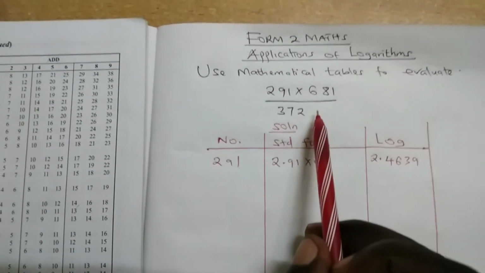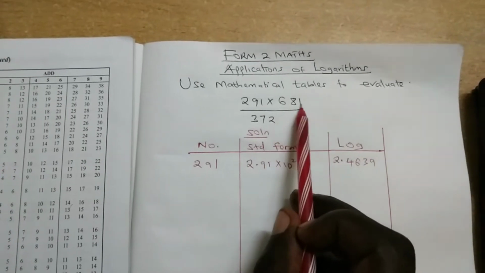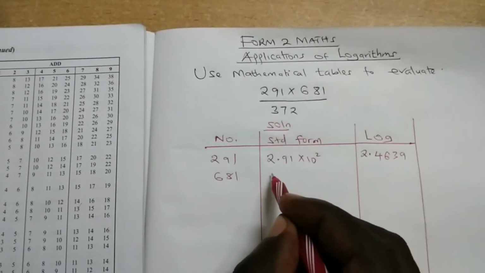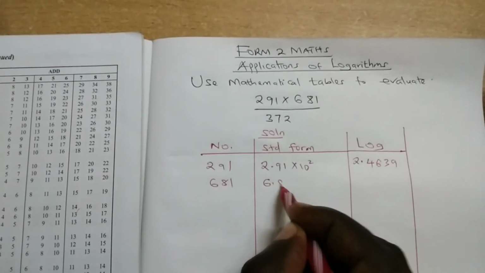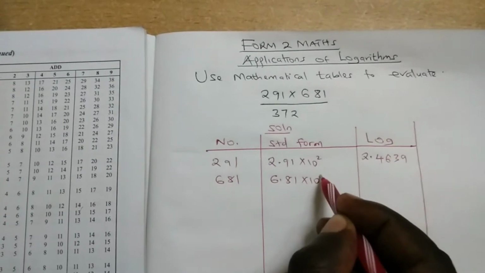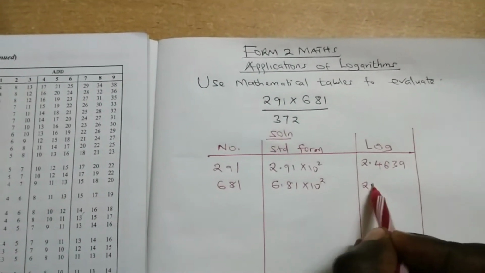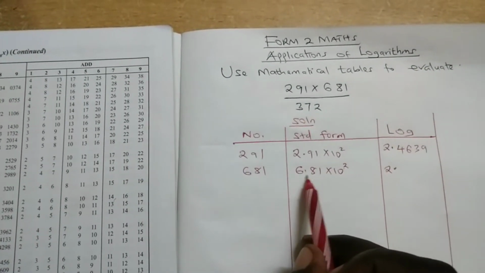The second number we have is 681. Then you write this number in standard form. It's going to be 6.81 times 10 power 2. We begin with 2 point, that is the power, then point. You go to the mathematical table, you read off 6.8, then you go to 1.